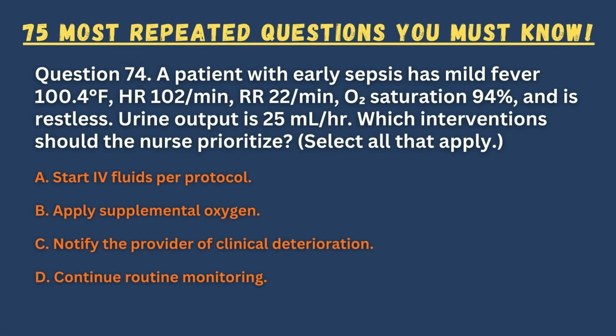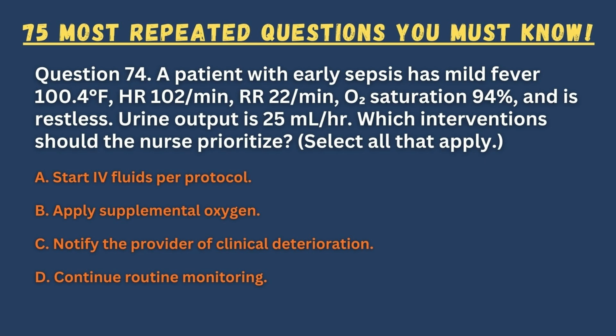Question 74. A patient with early sepsis has mild fever 100.4 degrees Fahrenheit, heart rate 102 per minute, respiratory rate 22 per minute, O2 saturation 94%, and is restless. Urine output is 25 milliliters per hour. Which interventions should the nurse prioritize? Select all that apply. A. Start IV fluids per protocol. B. Apply supplemental oxygen. C. Notify the provider of clinical deterioration.